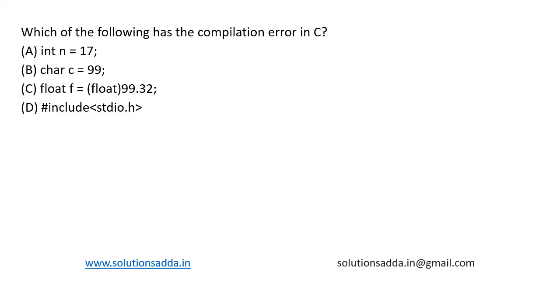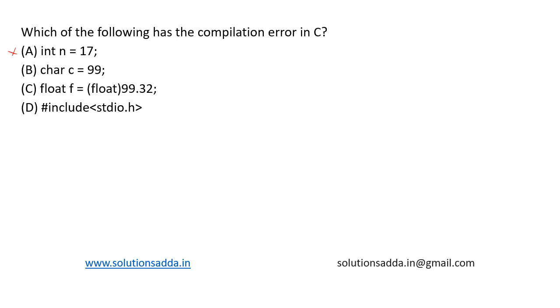This is a question from C programming. Which of the following has the compilation error in C? Option A, int n equal to 17. There is no error in assigning an integer value, and the value here is 17, which is within the range of the integer. So this is not the right answer. There is no compilation error in this.